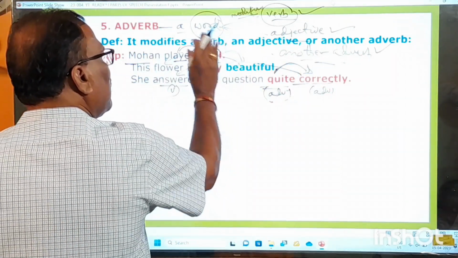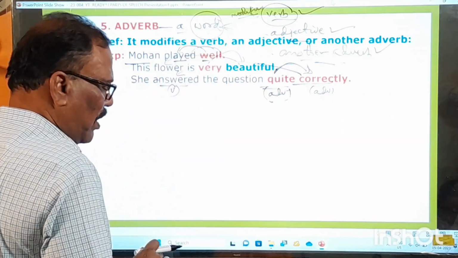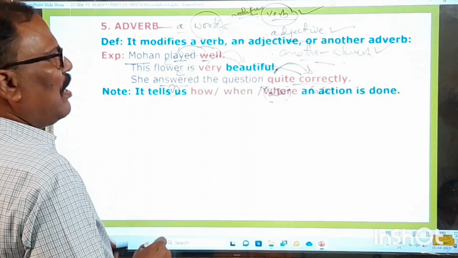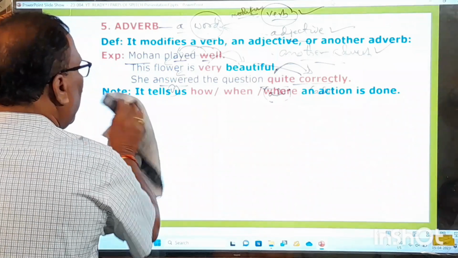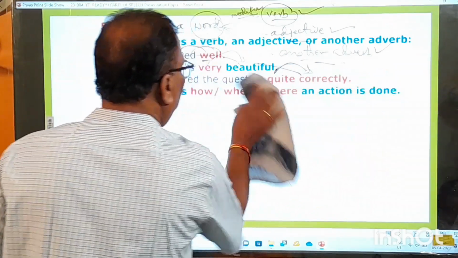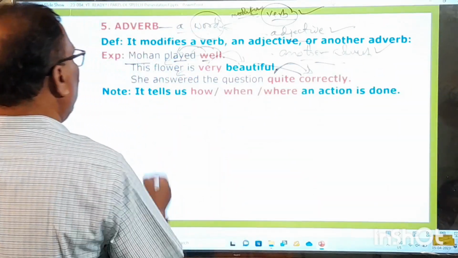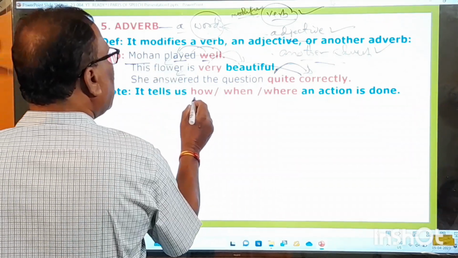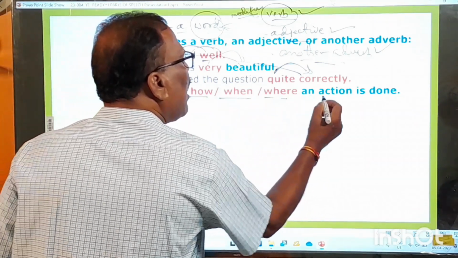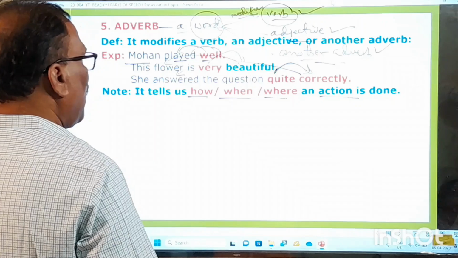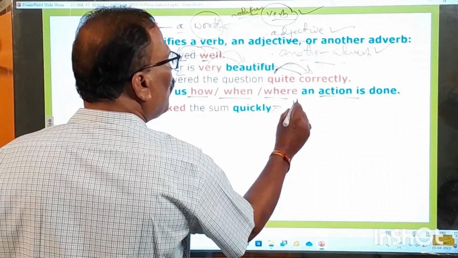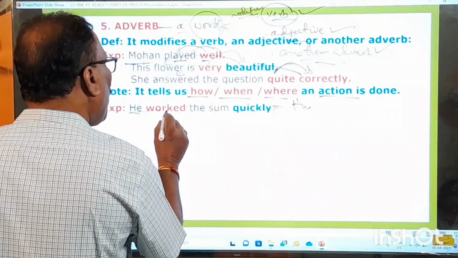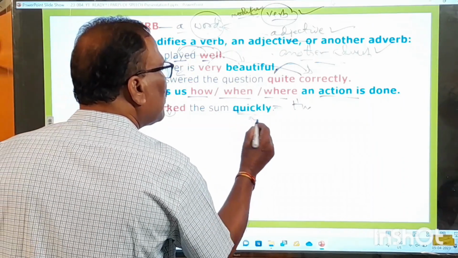This you can say definition, examples is okay. Very briefly, I'm talking to you about the parts of speech. That's why I'm in a hurry. Okay, and here one more thing also I am giving you additional information about adverb. It tells us how, when, where an action is done. For example, he worked the sum quickly. How, you question. He worked how? Quickly, which is an adverb.